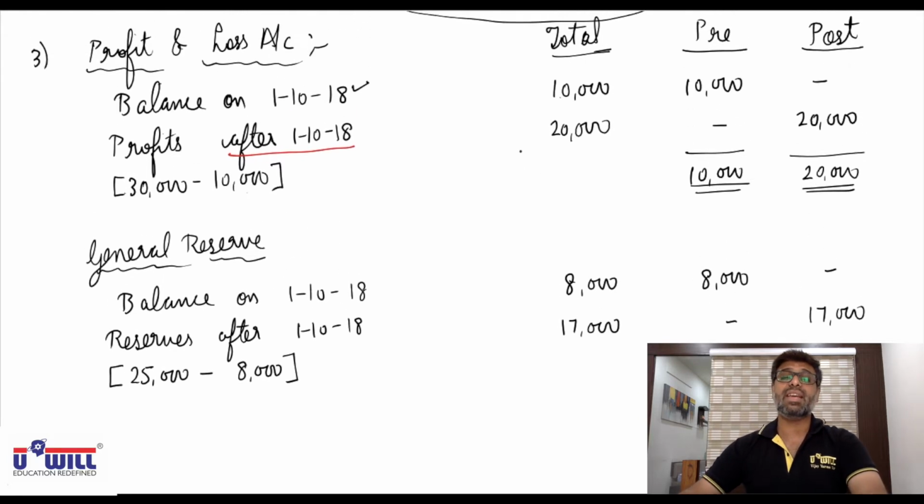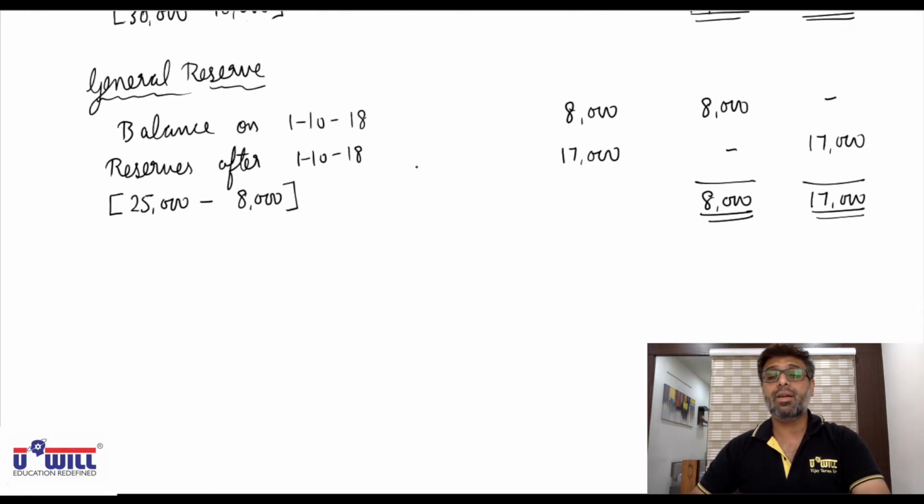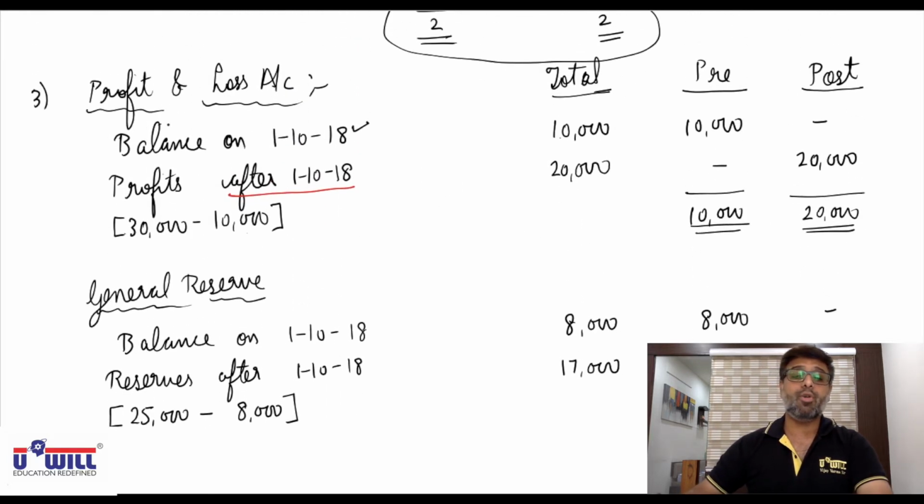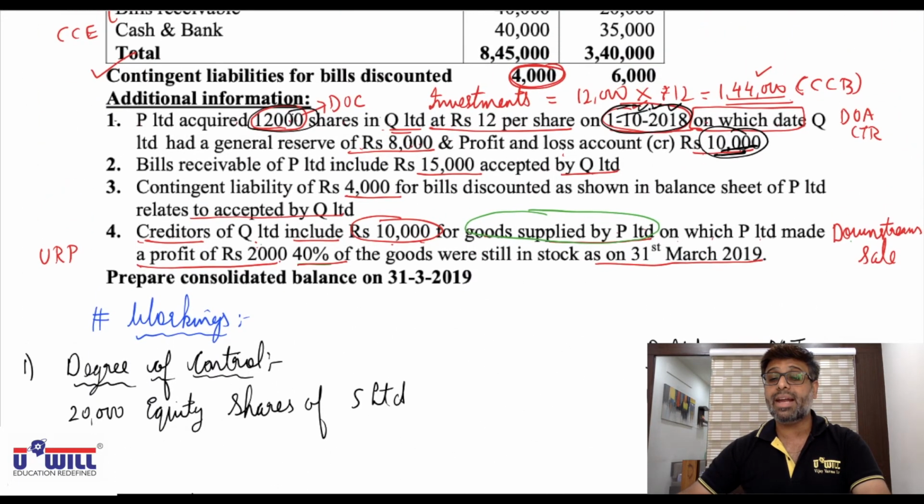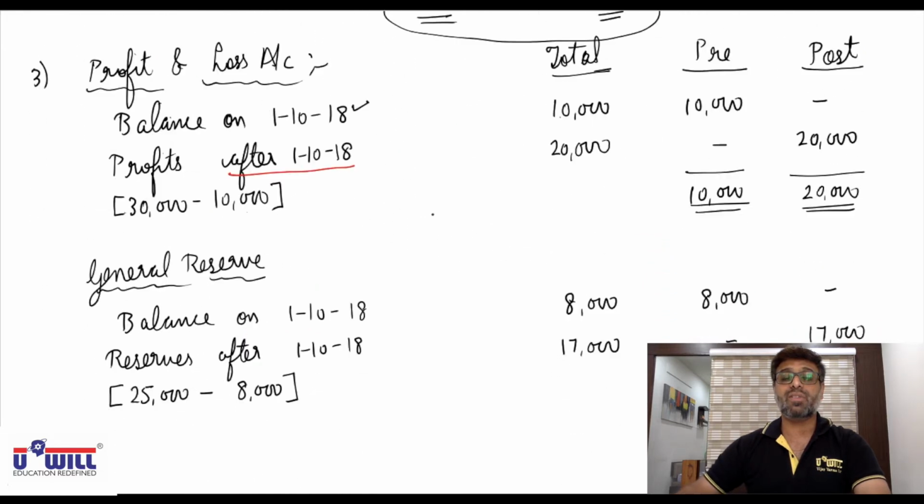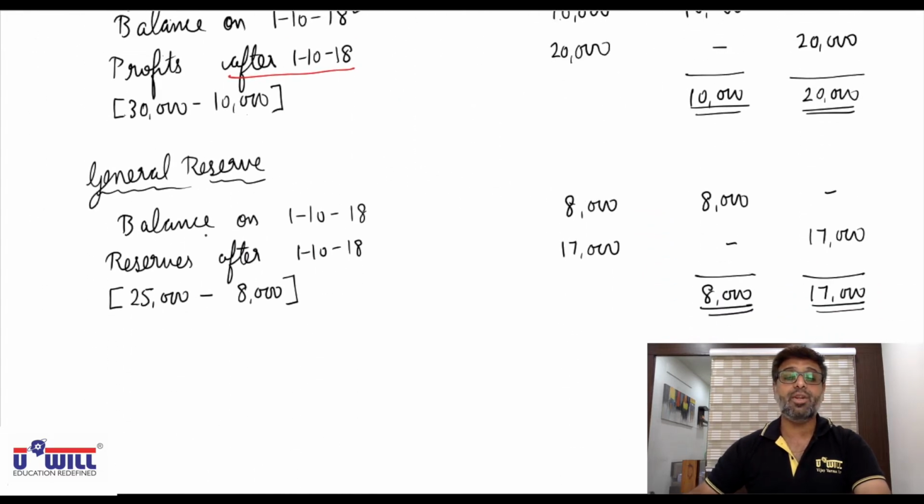So this difference we have in working note 3. What difference? We don't have the opening balance given in the adjustment, but we have the balance given on the date of acquisition. Because of that, the remaining amount is not profit during the year or transfer to reserves during the year. The remaining amount is directly the amount after acquisition.